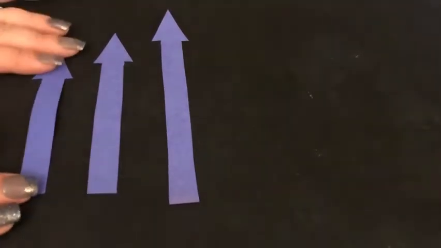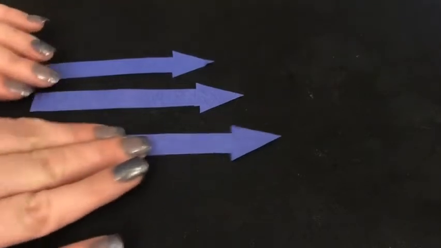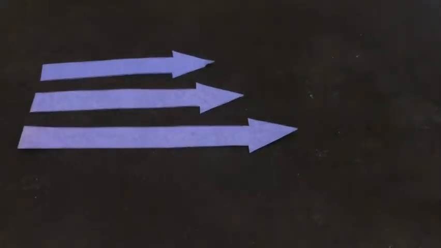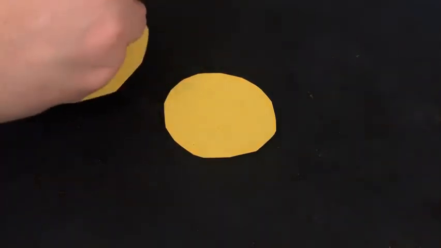So we could say shortest to tallest, or shortest to longest. We could turn them this way and we could say shortest to longest. And these are dark blue arrows, and they are the air the flower needs. And the last thing we have that a flower, plant, grass needs to grow.